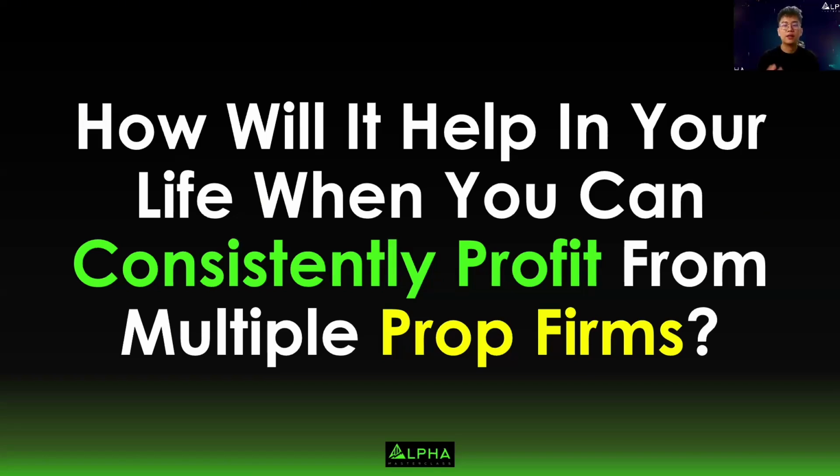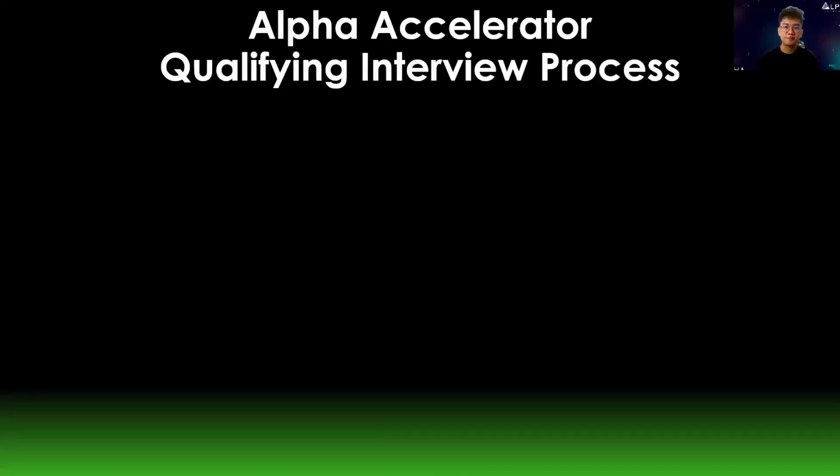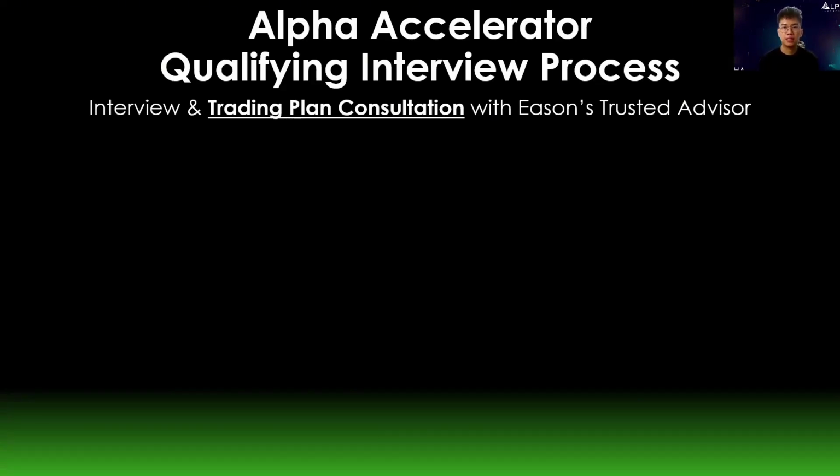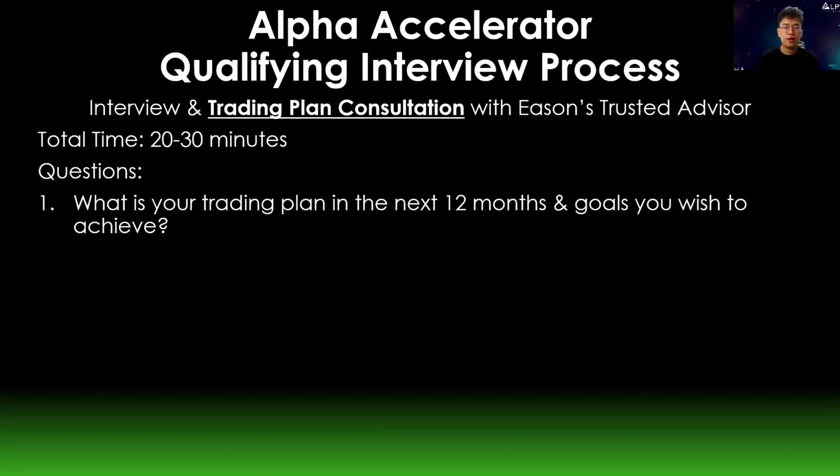And consider yourself, if you can have multiple income sources from different prop firms, how it will benefit your life and your family. So for information, for this program, there are qualifications needed, which takes a total of about a 20 to 30 minute talk. And we have to ask, what is the plan that you are having in the next 12 months, the goal that you wish to achieve?